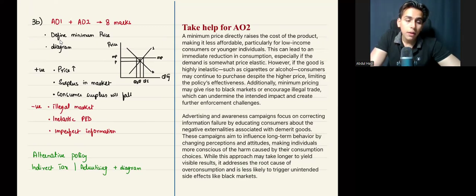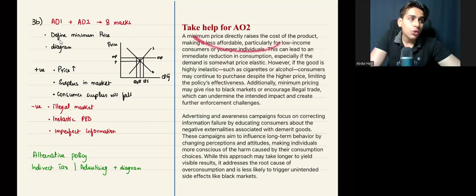Then you will write about another policy. You will write about, let's say, indirect taxes or advertising or anyone you want. And then you will draw the diagram and you will write benefits and drawbacks specific to one of these policies that you are writing about. In analysis, you need to write benefits and drawbacks specific to the point or specific to the policy that you are writing. You will not compare benefits and drawbacks in analysis.